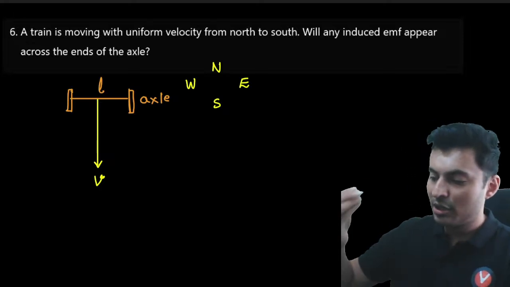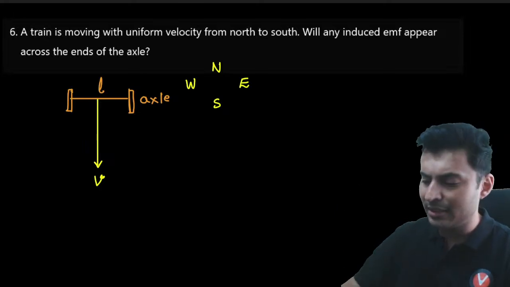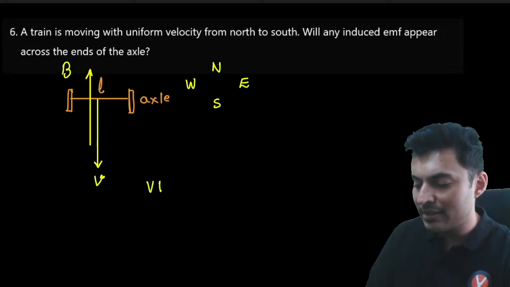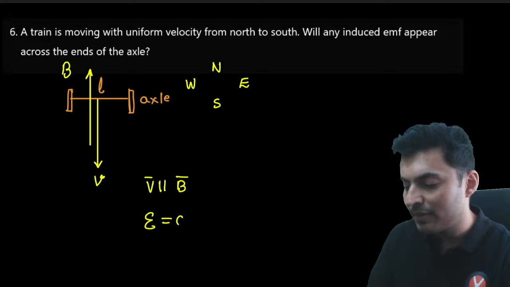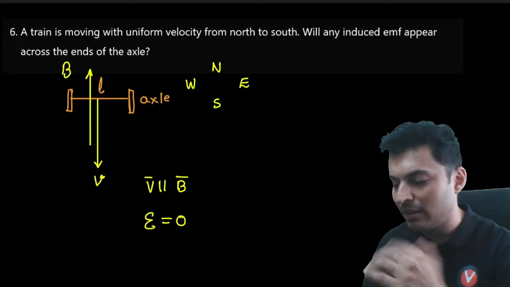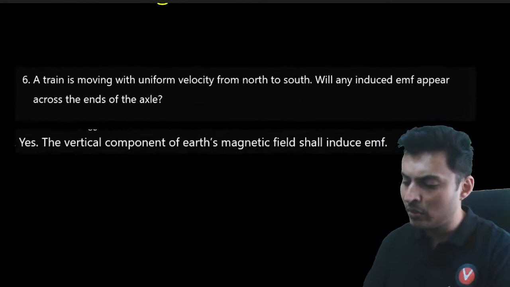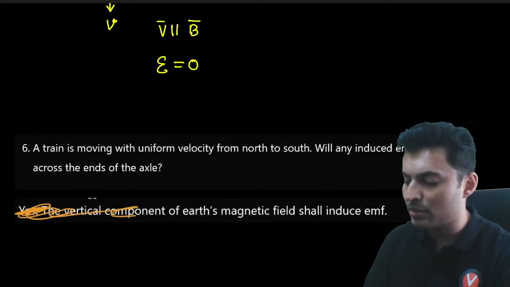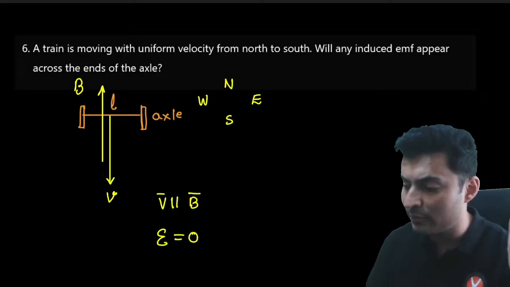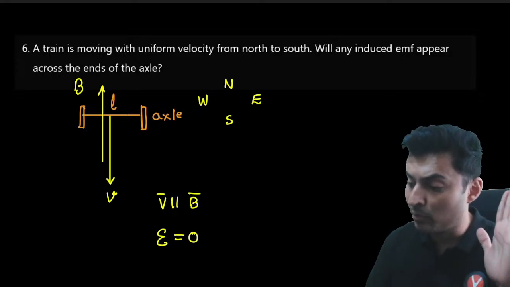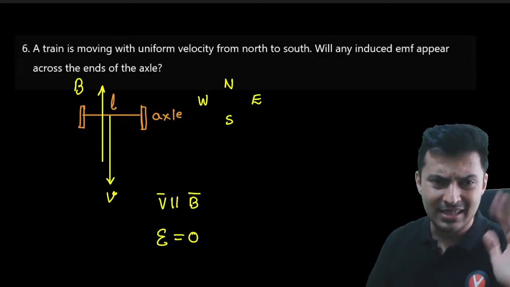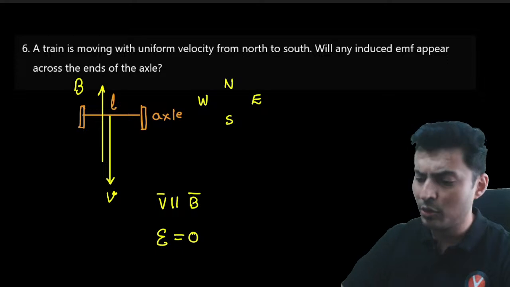The magnetic field due to the earth will be from south to north in that direction. The magnetic field will be in this particular direction, right? So, because velocity is now parallel to the magnetic field, the induced EMF will be zero. It's only possible when it is perpendicular or at some angle. Because it is parallel or anti-parallel, then it is going to be zero. So, I think over here they have mentioned, yes, this is not correct, guys. This is wrong. Ignore this. So, across the ends of the axle, there will be no induced EMF created because V and B are parallel to each other.